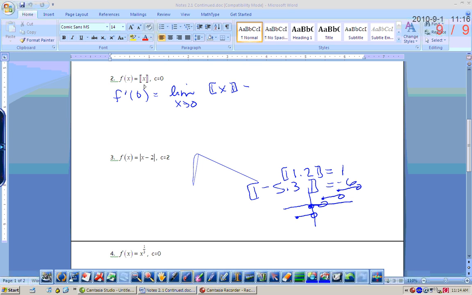Minus f of 0. So the greatest integer that's not bigger than 0 is 0. And then divided by x minus 0. So I'm really trying to find the limit as x approaches 0 of the greatest integer function of x over x. Now, we don't really know how to take that limit algebraically, so we're going to use our calculators. So use the table in your calculator to find that limit.